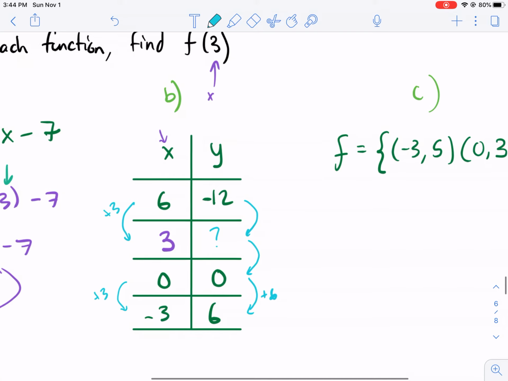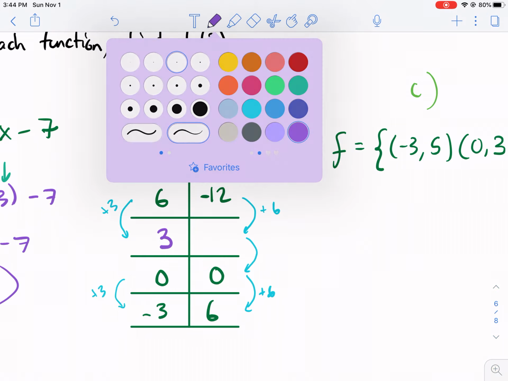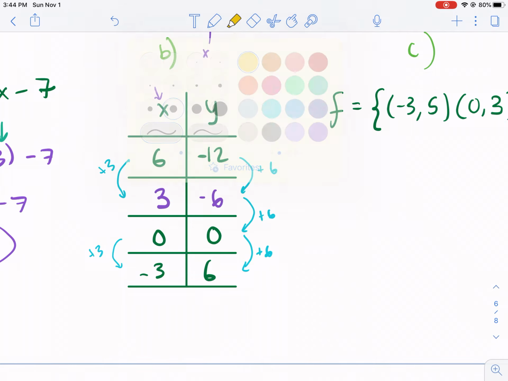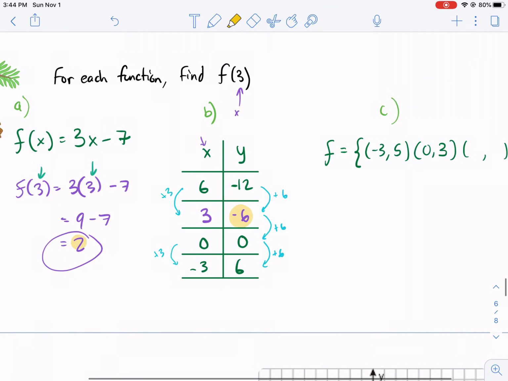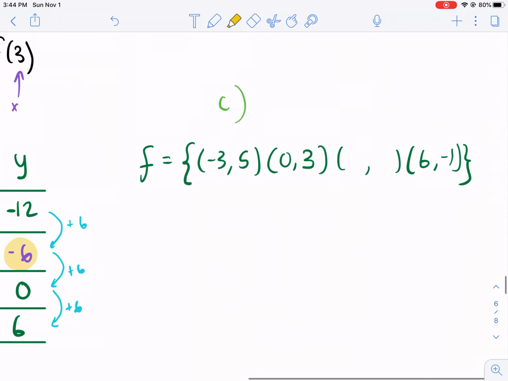If this is a linear function, and you have to assume it's a linear function, we need to add 6 here. That will take us to negative 12, and we'll see if this, in fact, gives us the correct result, because we should add plus 6 again, and it should take it to 0, and it does. Okay, so the output that we get would be negative 6. So that would be our value of the function at 3. The function f of 3 would equal negative 6.